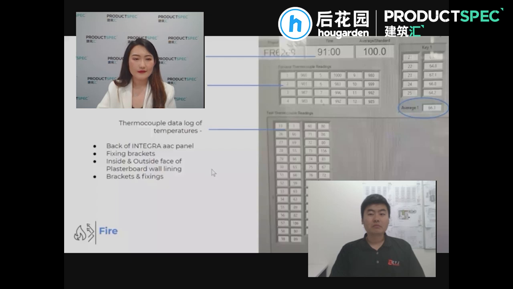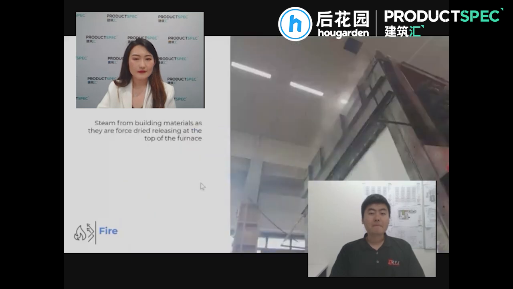To show how impressive this test is and how hot it is in here, when we built this wall, we let it sit for 7 days before we put it into the furnace. This shows you still how much moisture is in the framing and in other components within the wall structure getting forced out of the furnace in terms of steam.